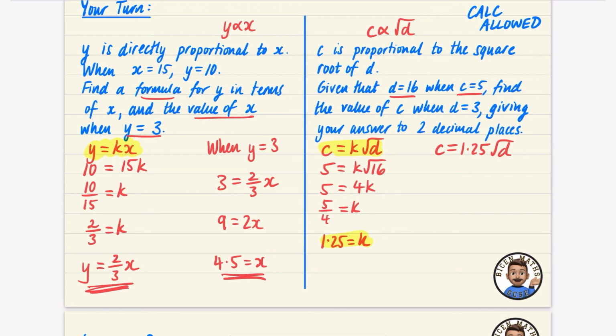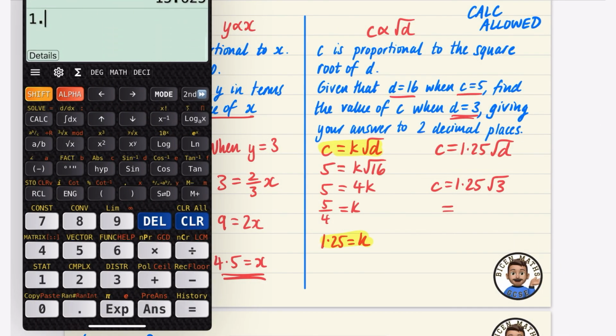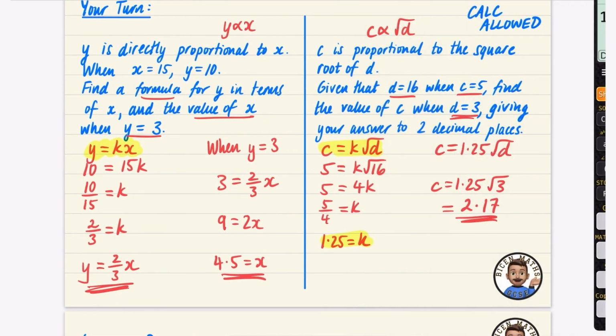It says find the value of c when d equals 3. So c is going to be 1.25 the square root of 3. And I can literally just type that straight into my calculator to see what it gives us. So I'm going to do 1.25, the square root of 3, they're being multiplied, and it wants it to 2 decimal places, so I will do 2.17. So the value of c is 2.17 for this.